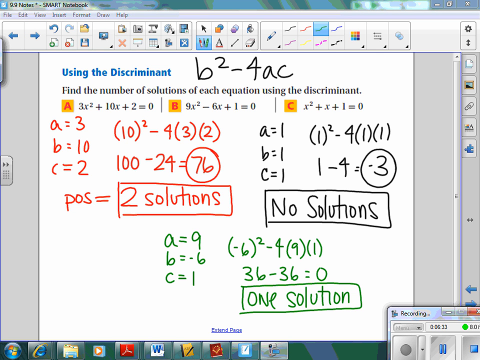So when you plug this in, you should have gotten 36 minus 36, and that obviously equals 0. One mistake you should not make is thinking this means you have 0 solutions. It means that because you are going to take the square root of 0, you're not going to have 2 options. You're only going to have negative b over 2a, so that means you have 1 solution.